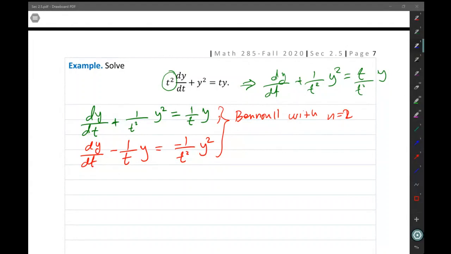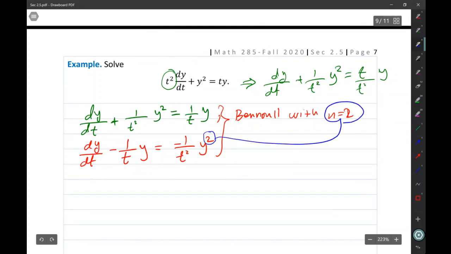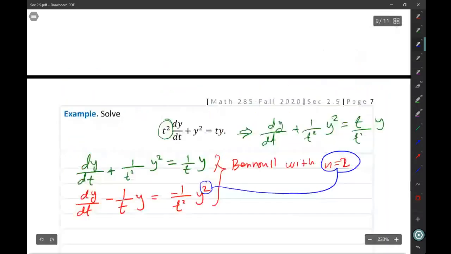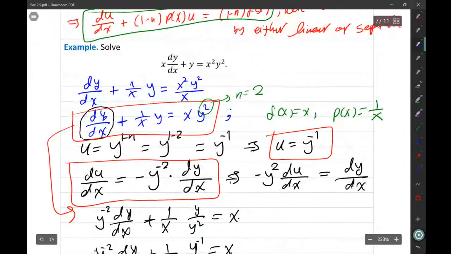Yes, Bilal? Professor, the n value is just the power, yes? The power of y. N is the power of y here. Okay, sir, why are we using t^2 multiplied by dy/dt? I thought we multiplied by just t to the power 1 in the previous lecture. No. And it was 2, the same thing.